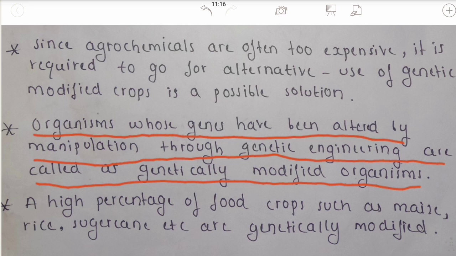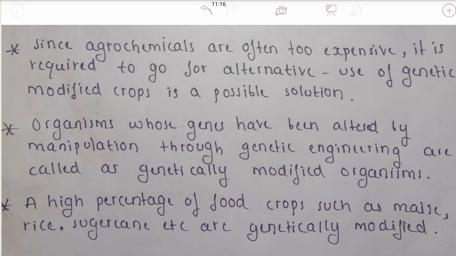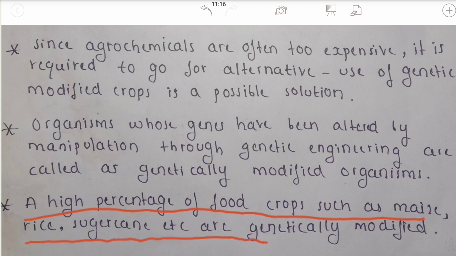According to our convenience in genetic engineering, this is called genetically modified organisms. A high percentage of food crops such as maize, rice, sugarcane, etc. are genetically modified. So mainly maize, rice, corn, soybean, many things have been genetically modified. So a high percentage of food crops have been genetically modified.